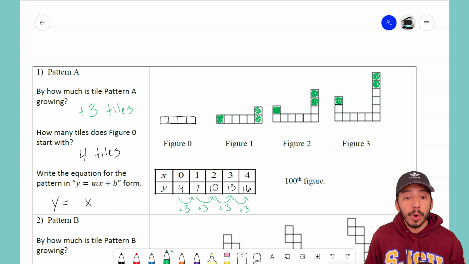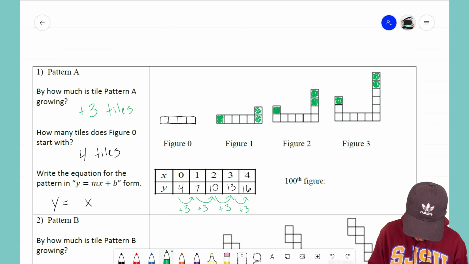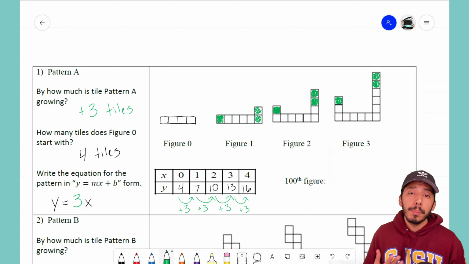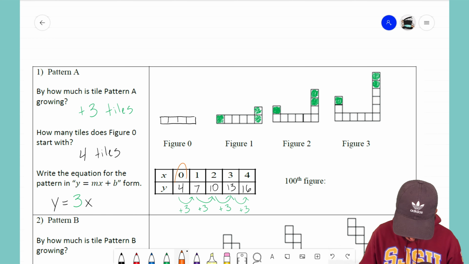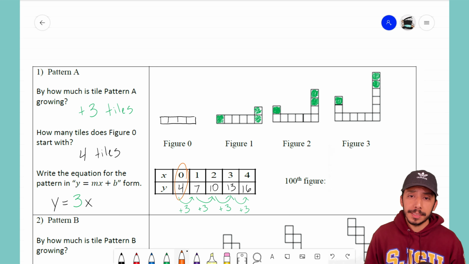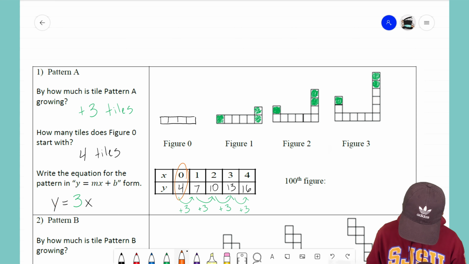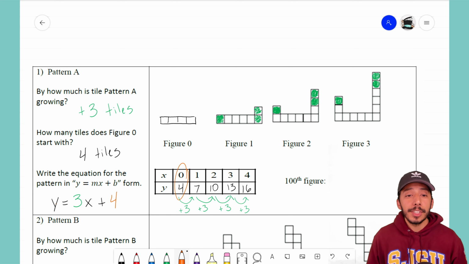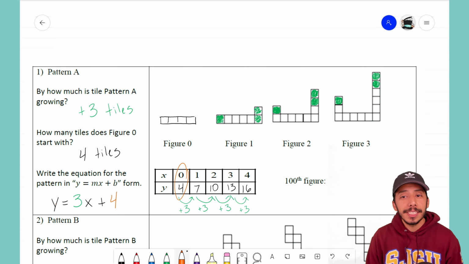Well, m refers to slope or growth, and we know that our tile pattern here is growing by 3 tiles. So I know that m in this pattern is going to be positive 3, because that is the growth rate for this tile pattern. Now what I need to find out is how many tiles are in figure 0, or how many tiles we start off with. We've already identified that it's 4 tiles, but if I'm also looking at my pattern here in the table, I can recognize that when x is 0, we start with 4 tiles. And wherever x is 0, that is representing your b term, or your starting place. So to finish out this equation, I have y equals 3x plus 4. 4 represents the number of tiles we start with, where 3 represents our growth rate. And that is the equation that matches pattern A.